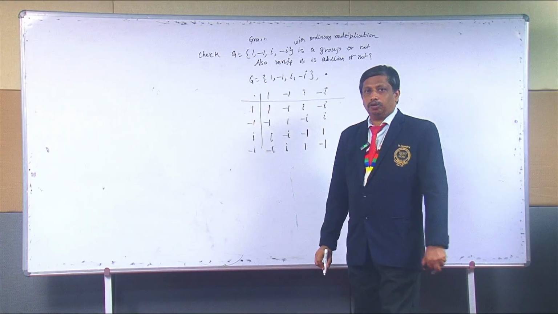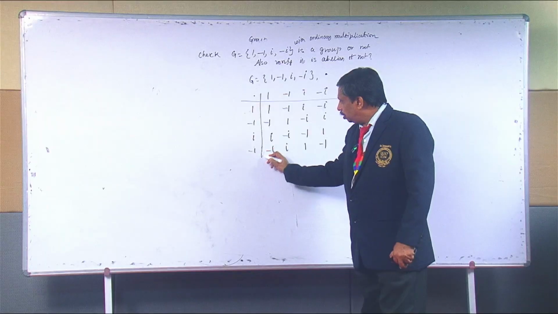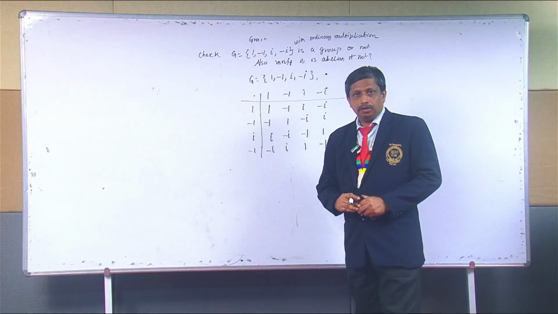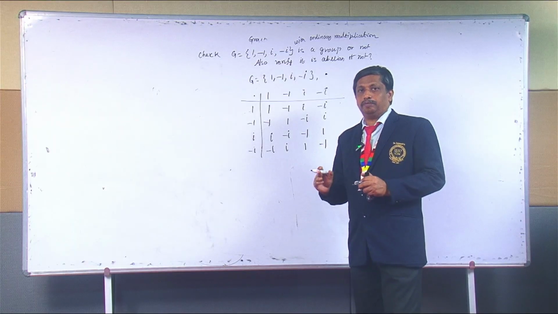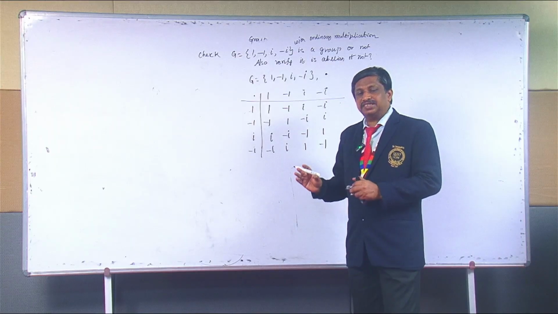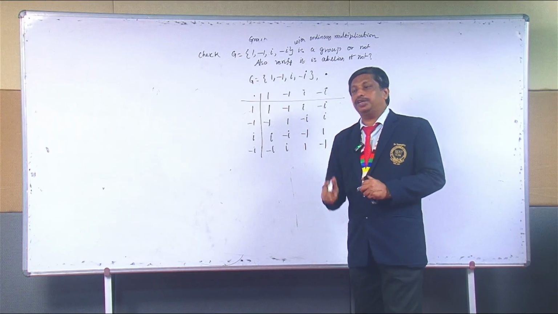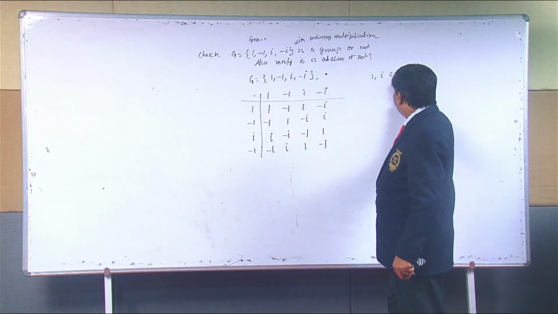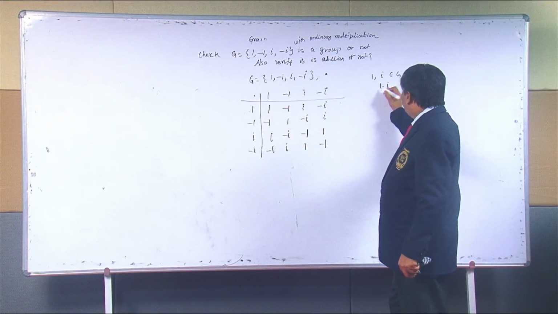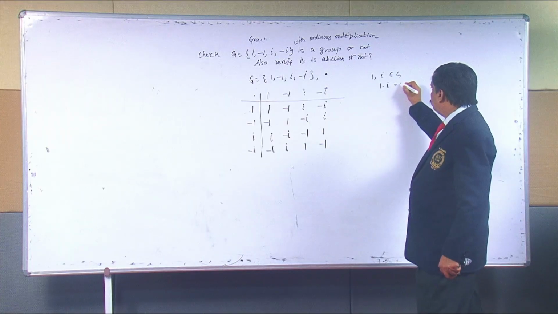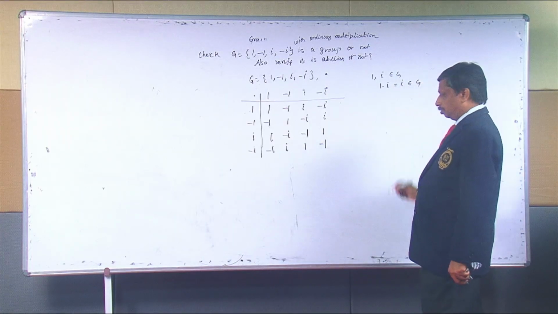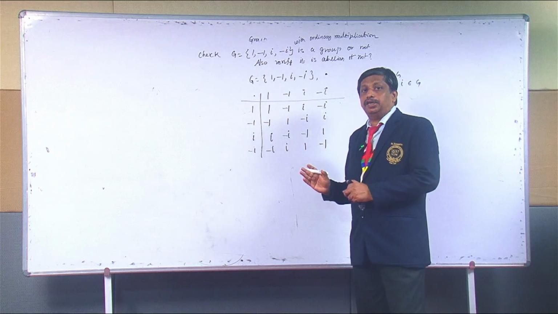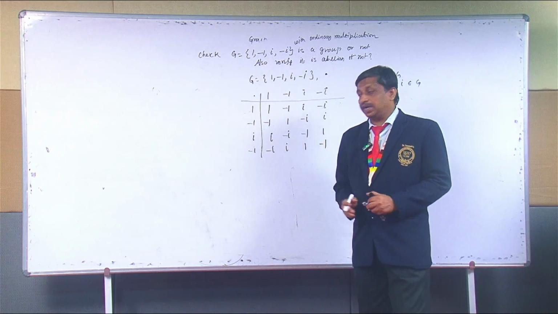Now we can come to the closure. For the closure, if you choose any element from the set G, the multiplication gives an element which is also available in G. For example, I choose 1 comma i in G, I can easily find that 1 dot i is equal to i, which is an element in G. This is true for all elements. We can say that the closure property is satisfied.